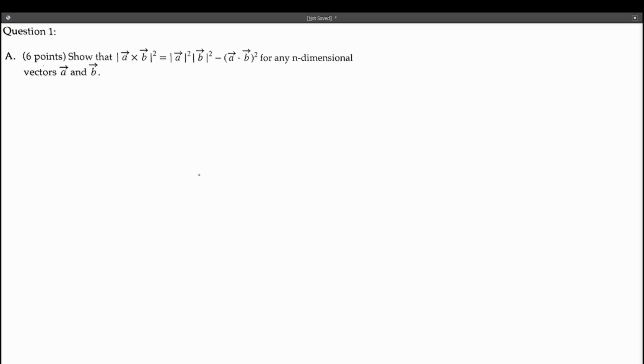With that said, let's just get started. So, we're being asked to prove that the magnitude of the cross product of a and b squared is equal to the magnitude a squared, magnitude b squared, minus the dot product of a and b squared.